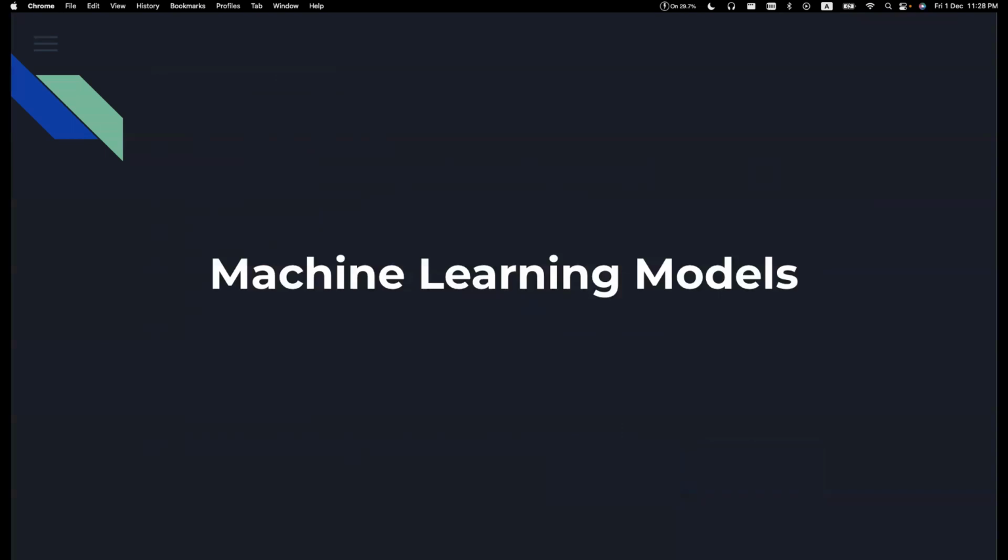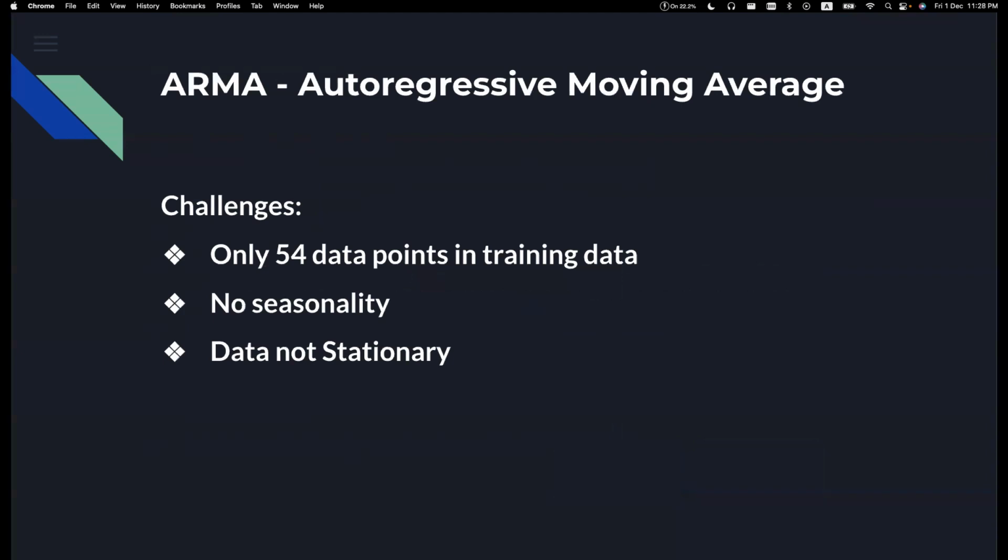Hello, my name is Farhan. I'm going to discuss ARMA, which is an autoregressive moving average model. ARMA is used for time series prediction. The challenges are specific to this dataset. Usually for time series, we need about 100 data points for a good prediction, but in this data we had only 54 data points, there was no seasonality, and the data is not stationary.